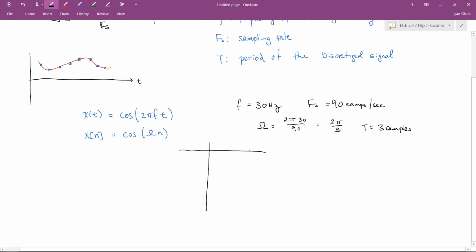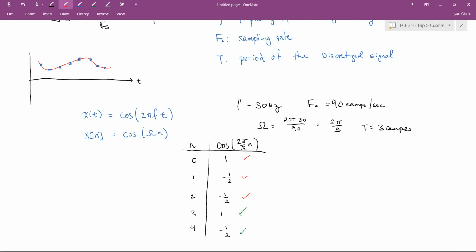So n, cosine of 2 pi over 3 times n, for n equals 0, 1, 2, 3, 4. And if you plug these into a calculator, you can work out pretty straightforwardly that the values you get are 1, negative a half, negative a half, 1, negative a half, and so on. And if you look carefully, you can see that the signal repeats every 1, 2, 3, and then it starts again. 1, 2, 3, and so on. So this definitely has a period of 3 samples, which is what we expected.